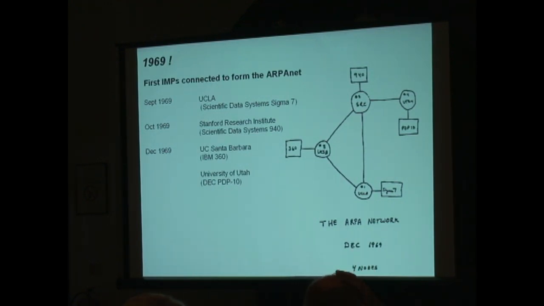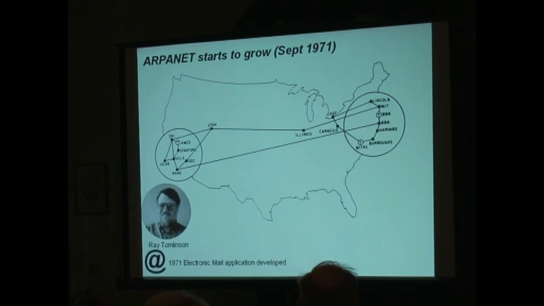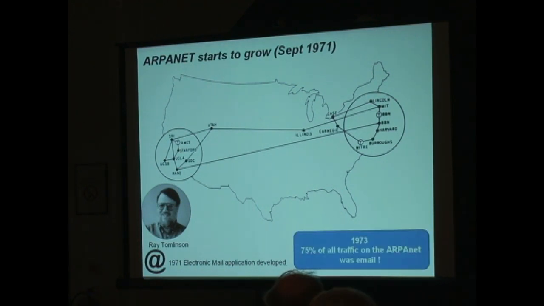And of course, this was going to be the birth of the internet. It started to grow. By September 1971, it had crossed the United States. It was connecting not just academic institutions, but some of the manufacturers. You can see BBN there, you can see Burroughs there. It allowed Ray Tomlinson to come up with the idea of sending information between people using something he called electronic mail, with an addressing system that identified the destination by putting it after the little at sign, X at Y. So you can blame Ray Tomlinson for the at sign. And it's interesting that in 1973, 75% of all the traffic on ARPANET was email.